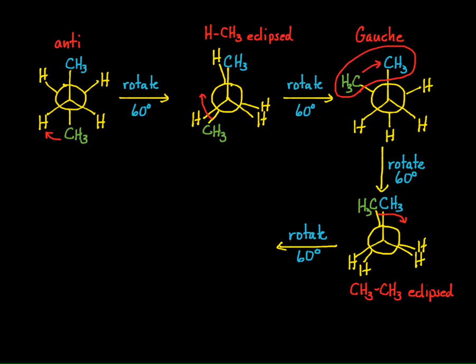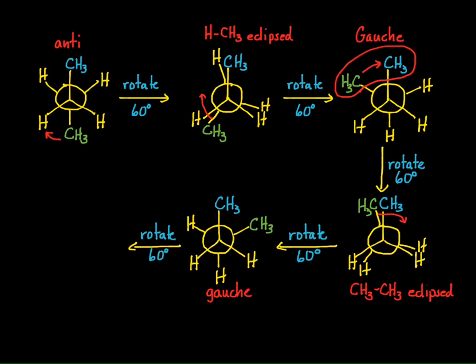Again, we're going to rotate 60 degrees. So now my methyl group, my green methyl group, is going to go on the right-hand side. And again, we have a gauche conformation. Then we're going to rotate another 60 degrees, right? So now the methyl group is going to come down, and I get this conformation, another eclipse conformation.